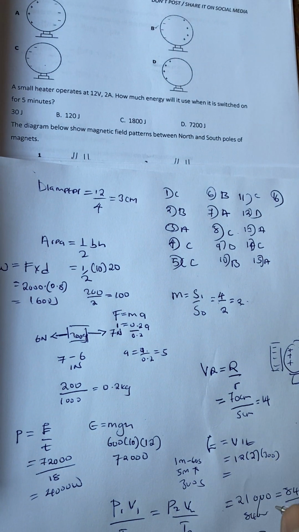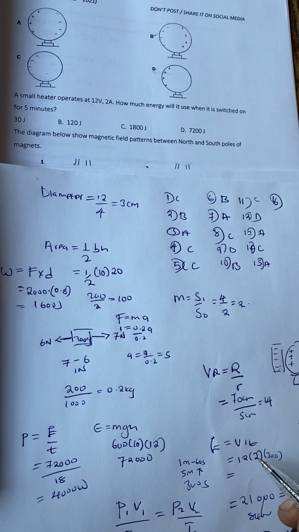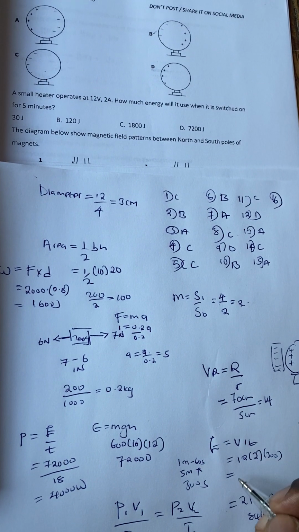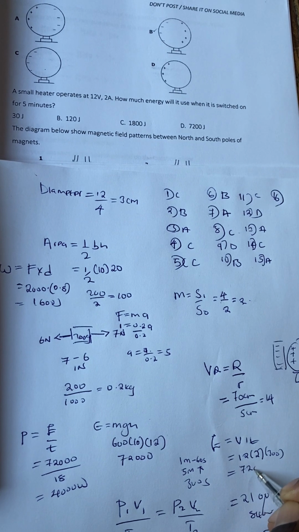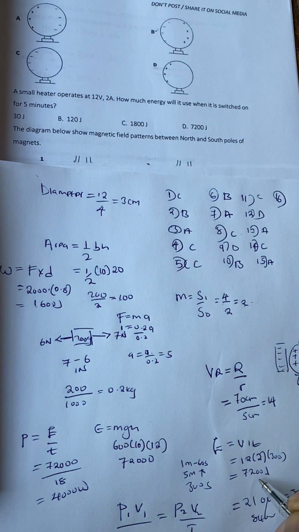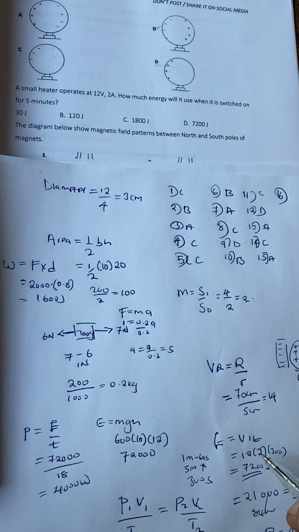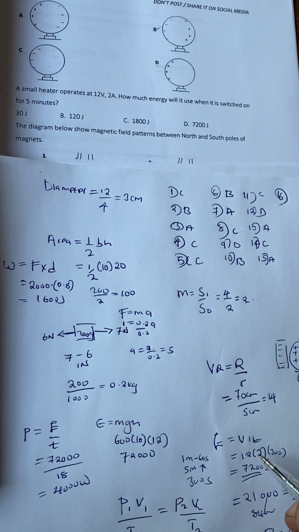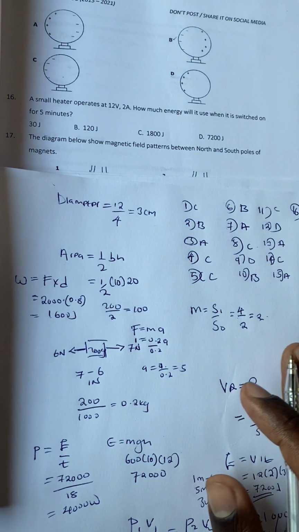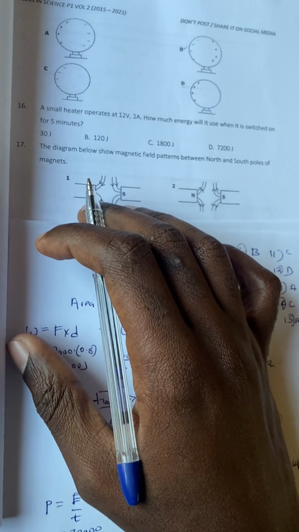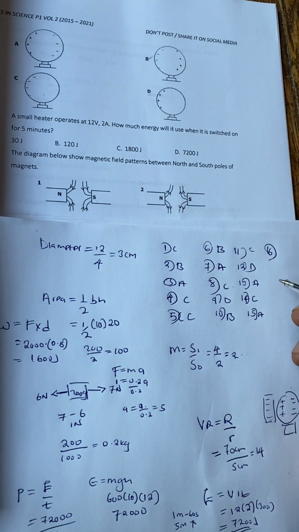And when I multiply, I'll get 72,000 joules. 12 times 2, which is 24. 24 times 300 to give me 72,000 joules. So the correct answer for question 16 is supposed to be D.